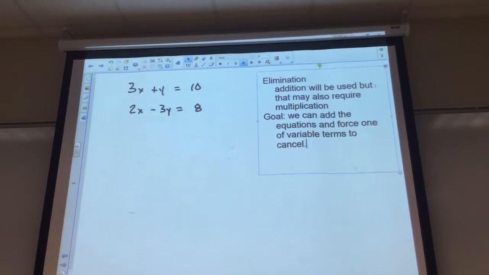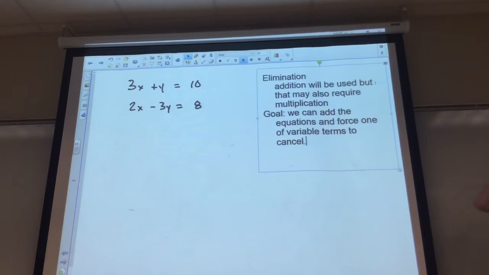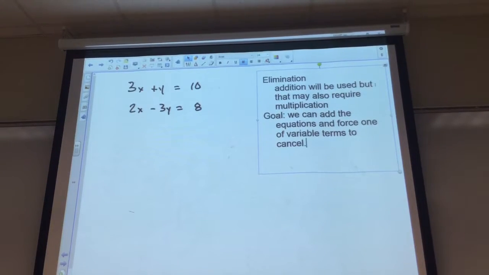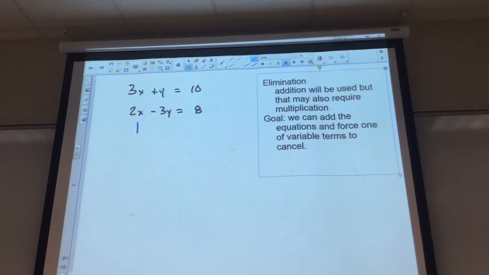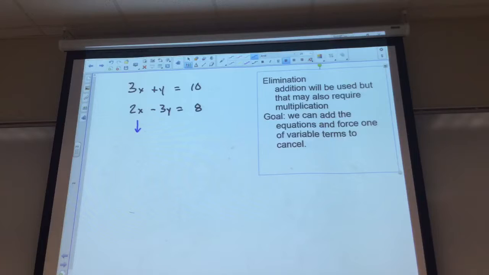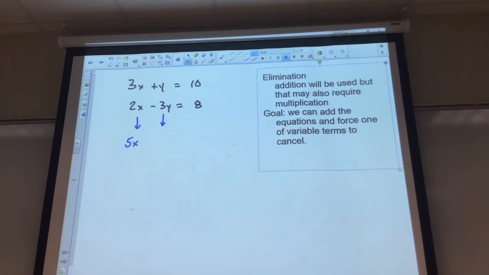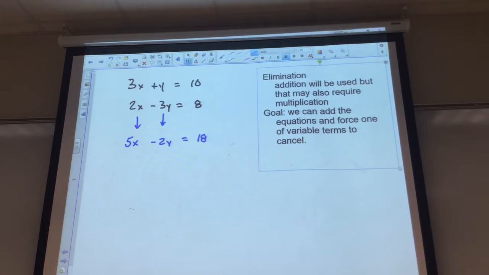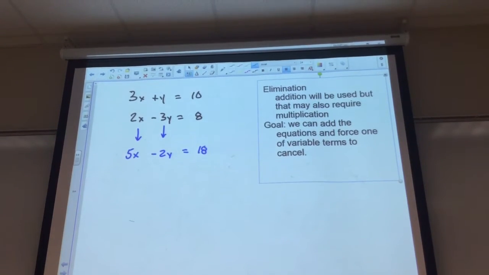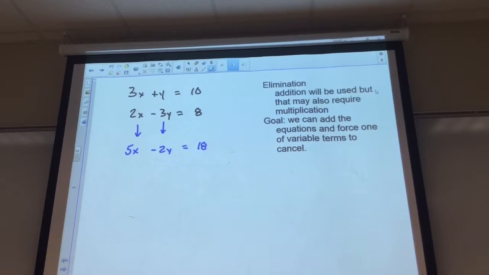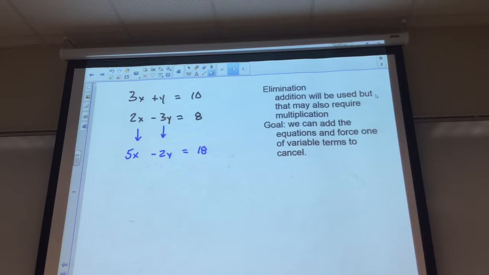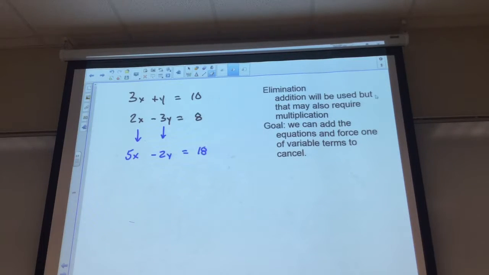And that's why multiplication may be necessary, because when I look at this particular problem, I say, if I try to add these two equations together as they are right now, what happens when I add 3x and 2x? 5x. What happens when I add a positive y and a negative 3y? Negative 2y. Did I successfully get rid of one of the variables? So they're not ready to add together as they appear right now, which means I've got to do some manipulation, some changing. Okay, so the ultimate goal is to set up a situation where the variables are going to have the same coefficients but differ in signs, or in other words, opposite coefficients.